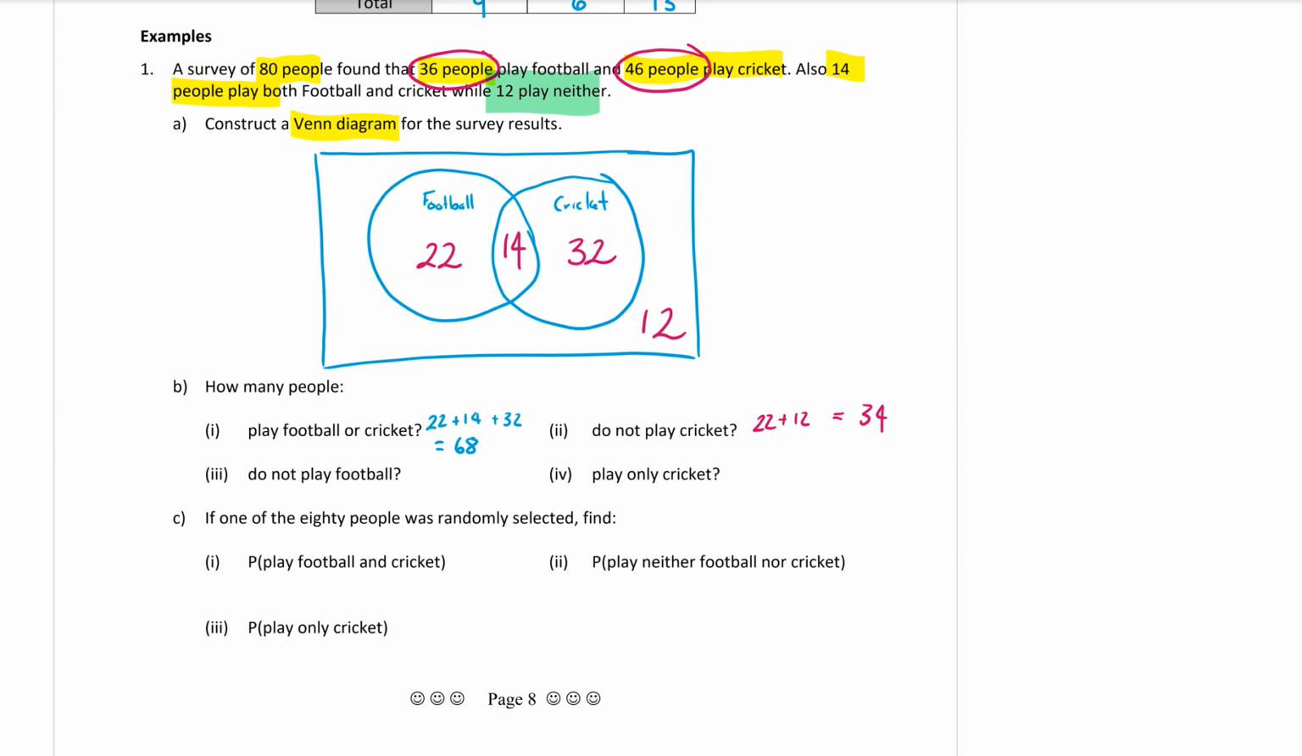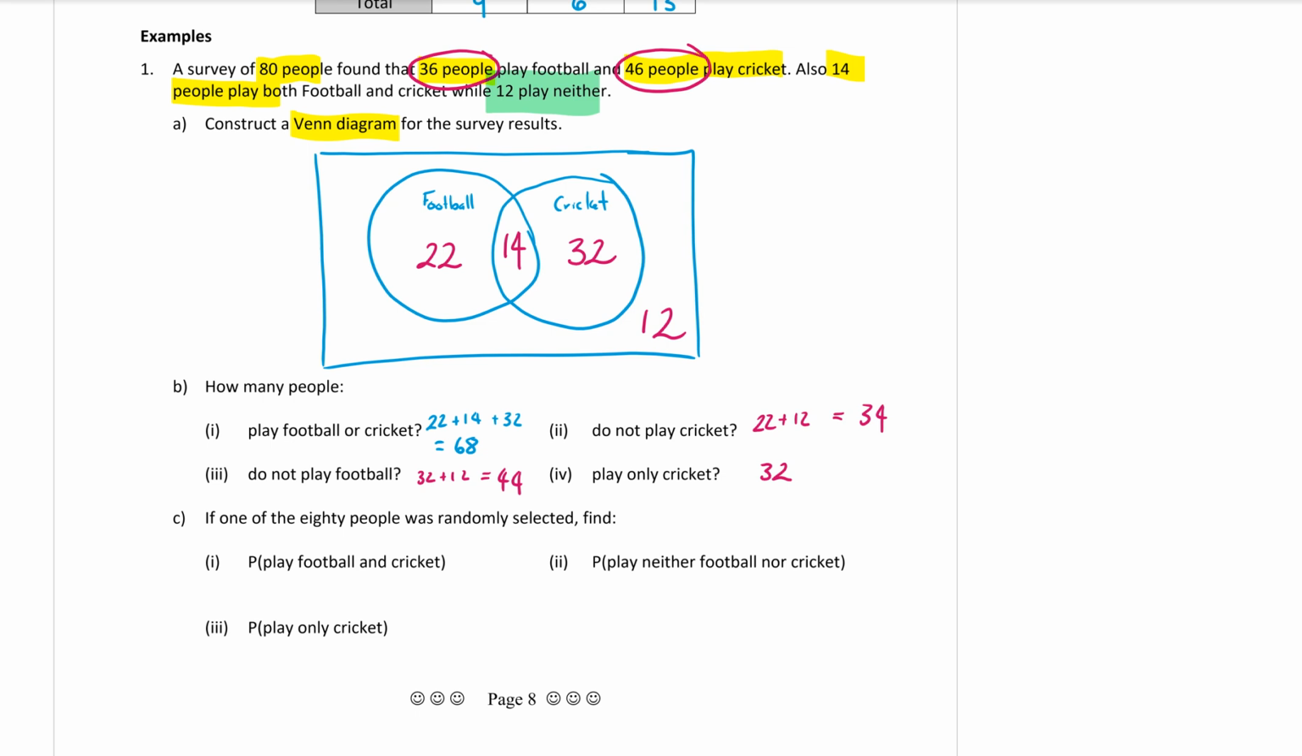How many people do not play football? So this time we don't want anybody in the football circle, so we want the 32 and the 12. So 32 plus 12 makes 44. And how many people play only cricket? So we want cricket players, but we don't want the ones who play football as well. We want only cricket. So there's 32 people who only play cricket.